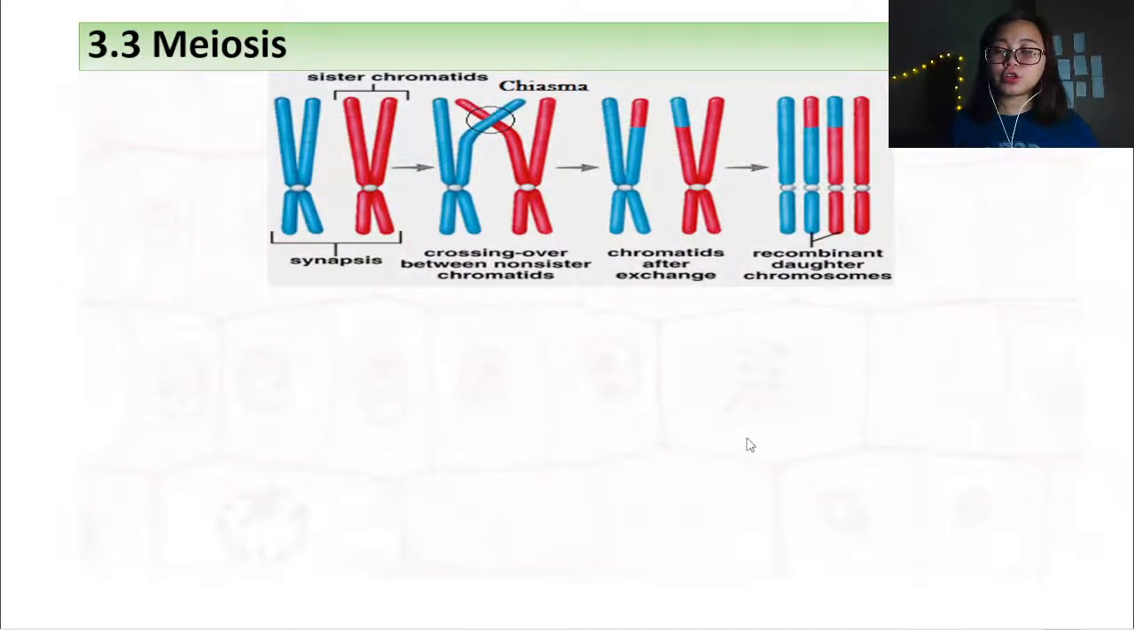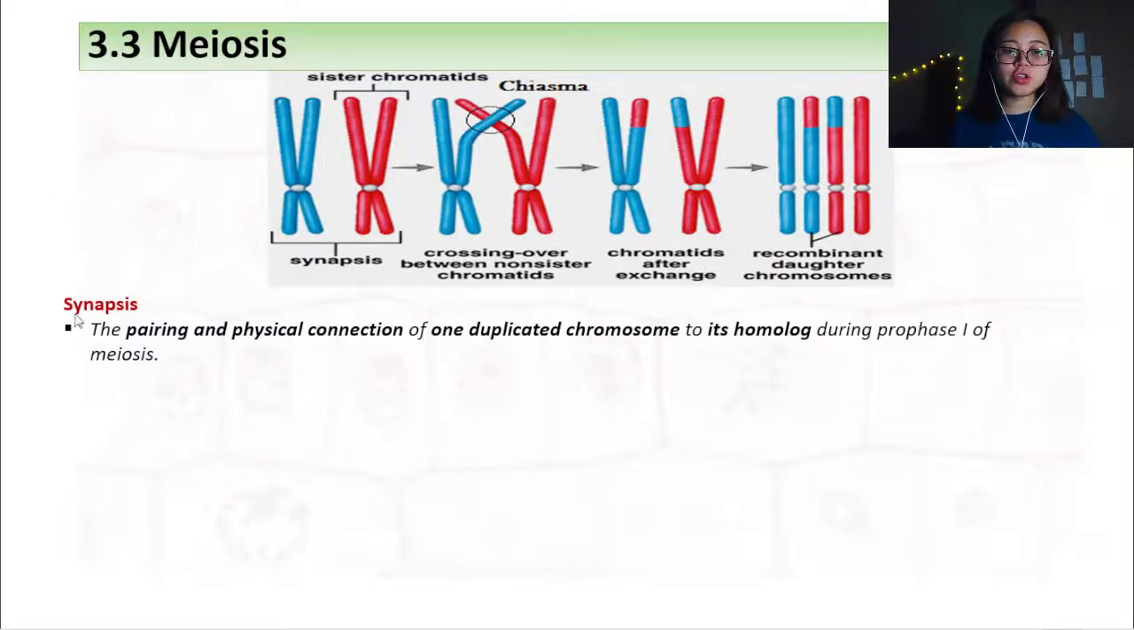Okay, let's move on to the next terms. Tadi itu 2 terms saja, sekarang kita tengok 4 lagi. Okay, so you should know what is the term synapsis. Synapsis is the pairing and physical connection of one duplicated chromosome to its homolog during prophase 1 of meiosis.